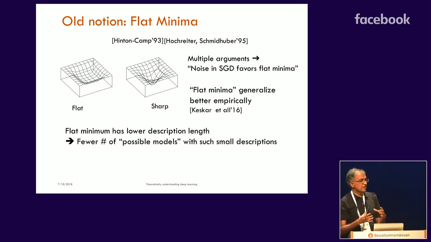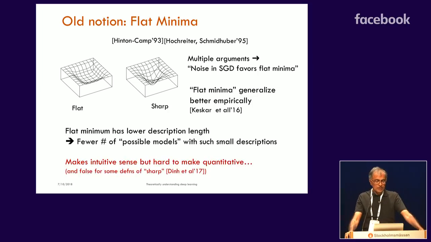So that's an example of how, because you're in a flat minimum, you can truncate the model a bit, and there will be fewer possible models, and that's good for generalization. All of this makes intuitive sense, based on the theory I just showed you. But it's very hard to make it quantitative, and the quantitative versions you might try are actually false for some definitions, as shown in this paper of Dinh et al.